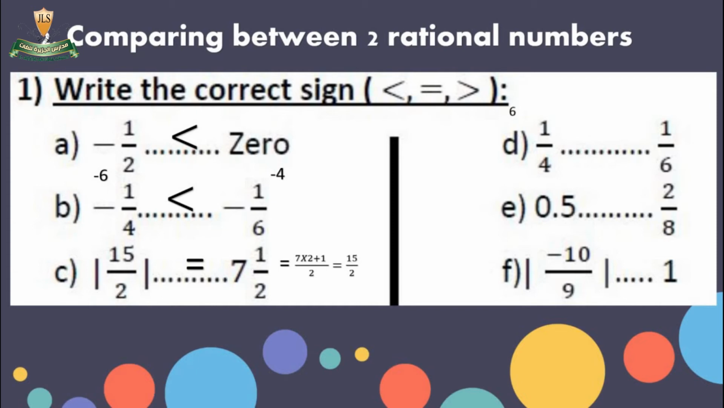1 by 6 gives me 6, and 1 by 4 gives me 4. So which is greater? 6. Okay, the answer will be greater than.